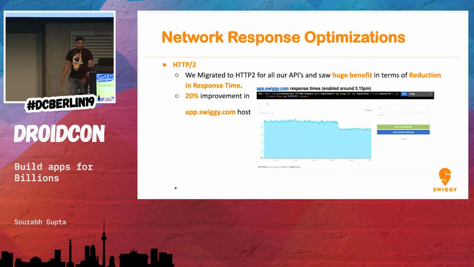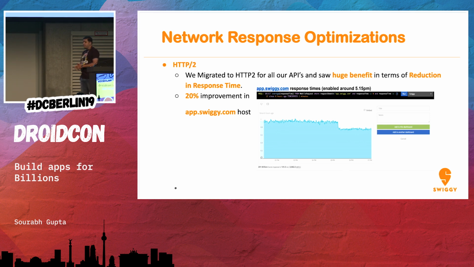We have 3 to 4 domains, and we applied it on all the hosts. We have seen like a 20% improvement in the network response time. Earlier, we used to have 1 second of time. It's now reduced to 0.8 to 0.75 seconds. So just by adding support for HTTP2, we have seen a 20 to 25% improvement.